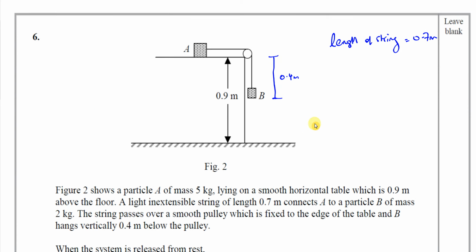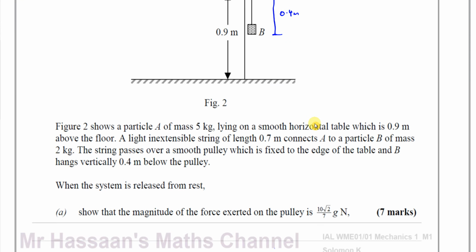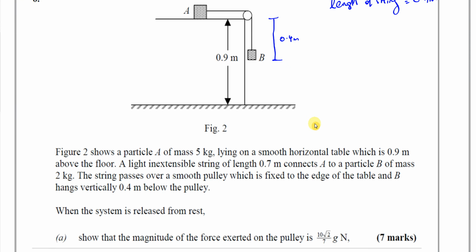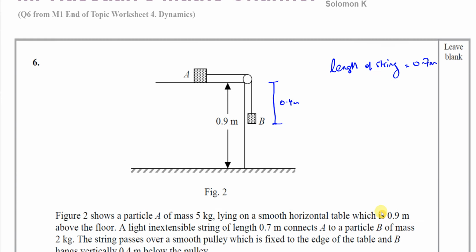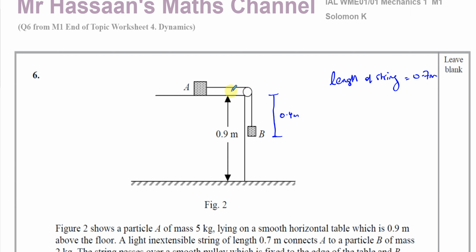Then it says, when the system is released from rest, show that the magnitude of the force exerted on the pulley is given by 10 root 2 over 7 g newtons. So basically, we want to find the magnitude of the force exerted on the pulley when this system is released. Once you release the system, you have to consider the forces acting on these particles.